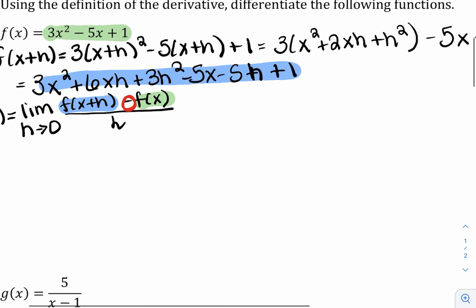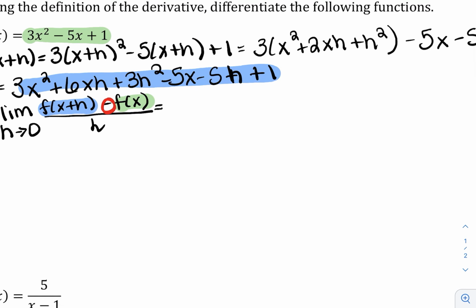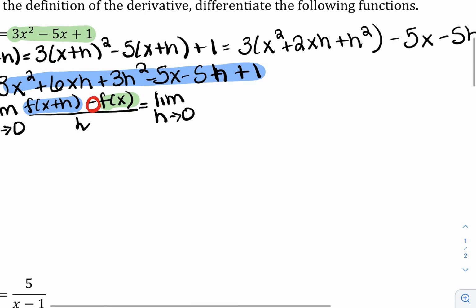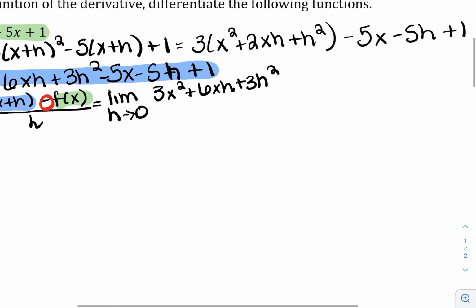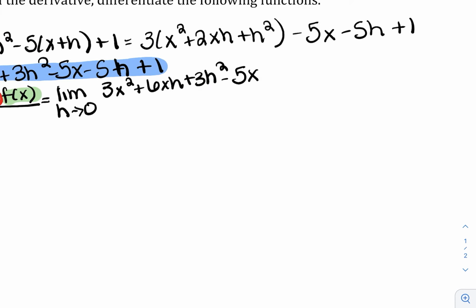All right, so let's start plugging things in. Equal to, I can't forget about my limit. That's going to be very last. So this little guy is going to have to be carried with me the entire time. So first I'm going to do f of x plus h. So 3x squared plus 6xh plus 3h squared minus 5x minus 5h plus 1.